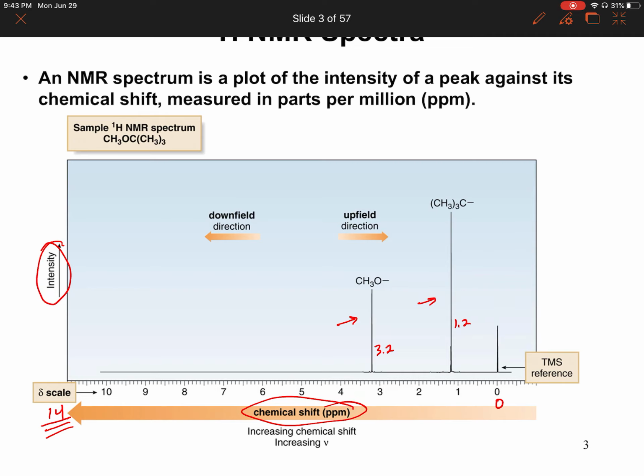The closer you are to 0, the more we say you are upfield. We need to be familiar with that language. The closer you are to 14, the more we say you are downfield. So just some terminology here.